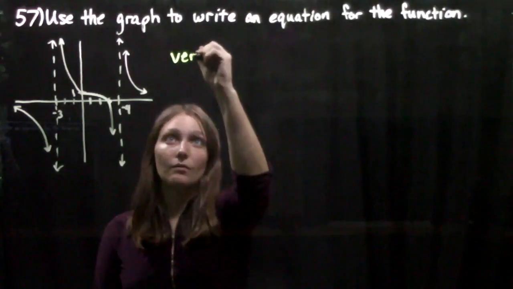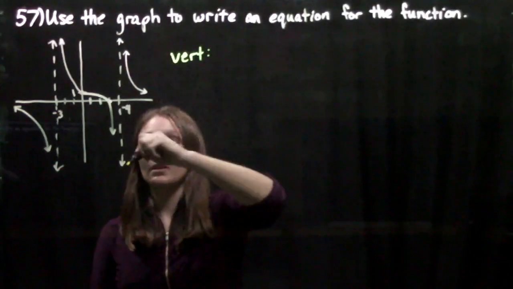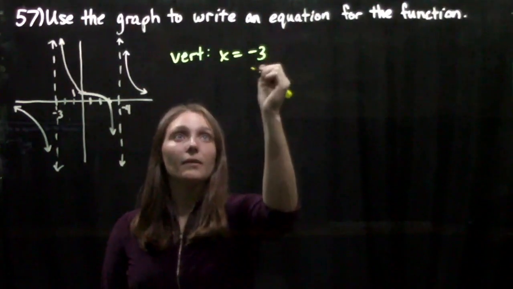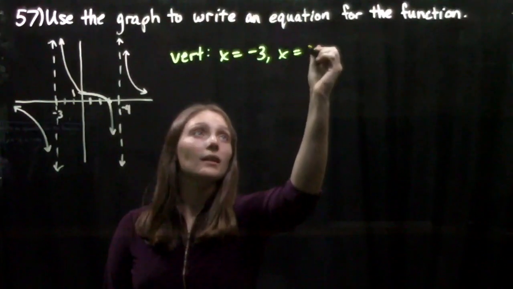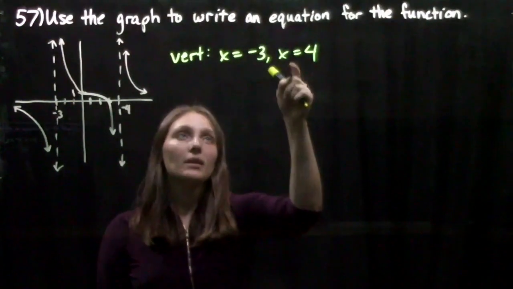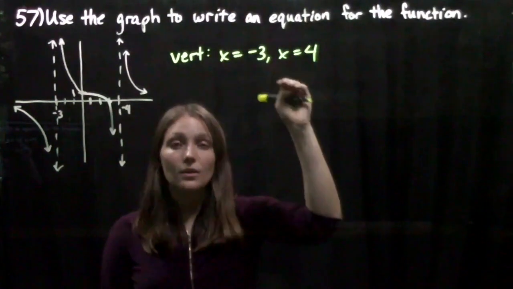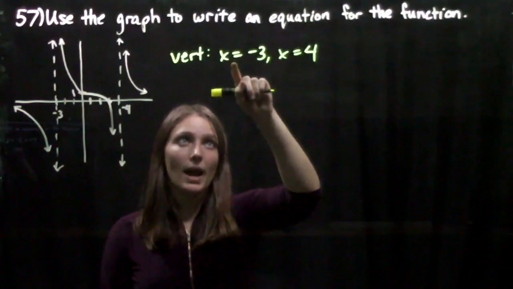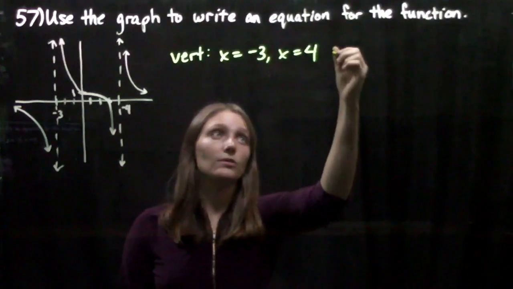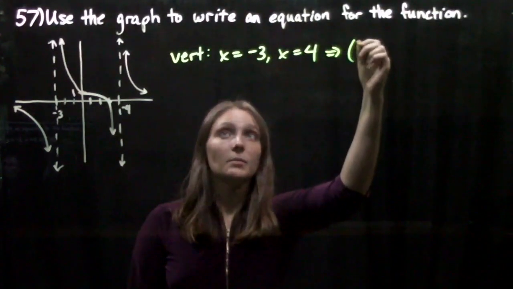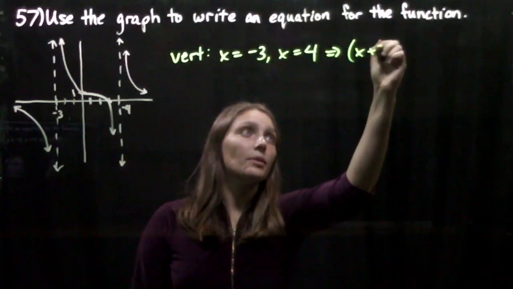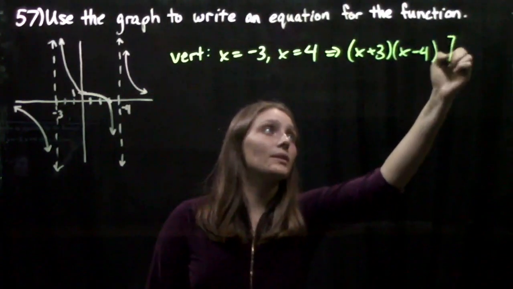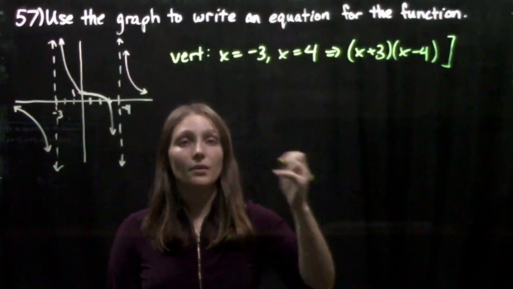So we have our vertical asymptotes, those are the ones that go up and down. We have them at x equals -3 and at x equals 4. Now what do these tell us? These tell us that in the denominator we're going to have the denominator equal 0 when x equals -3 and when x equals 4. And those translate to be factors x plus 3 and x minus 4. So this is going to be our denominator piece of the rational function.